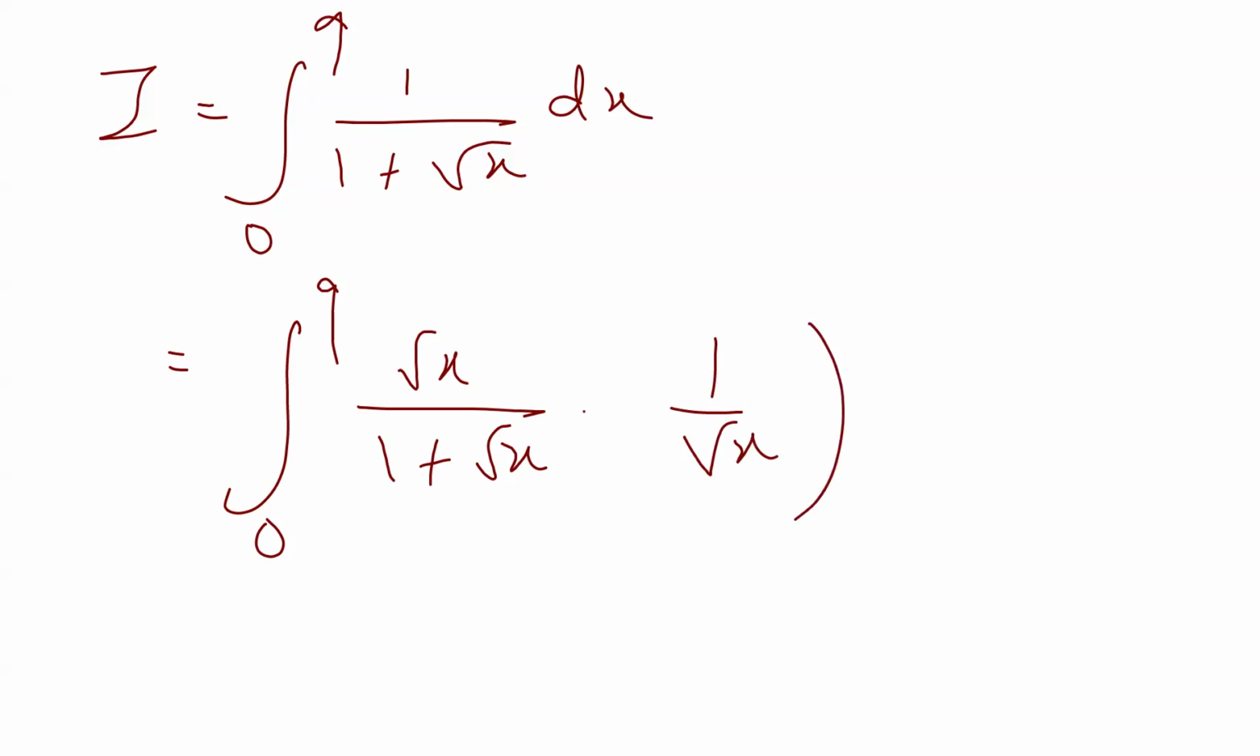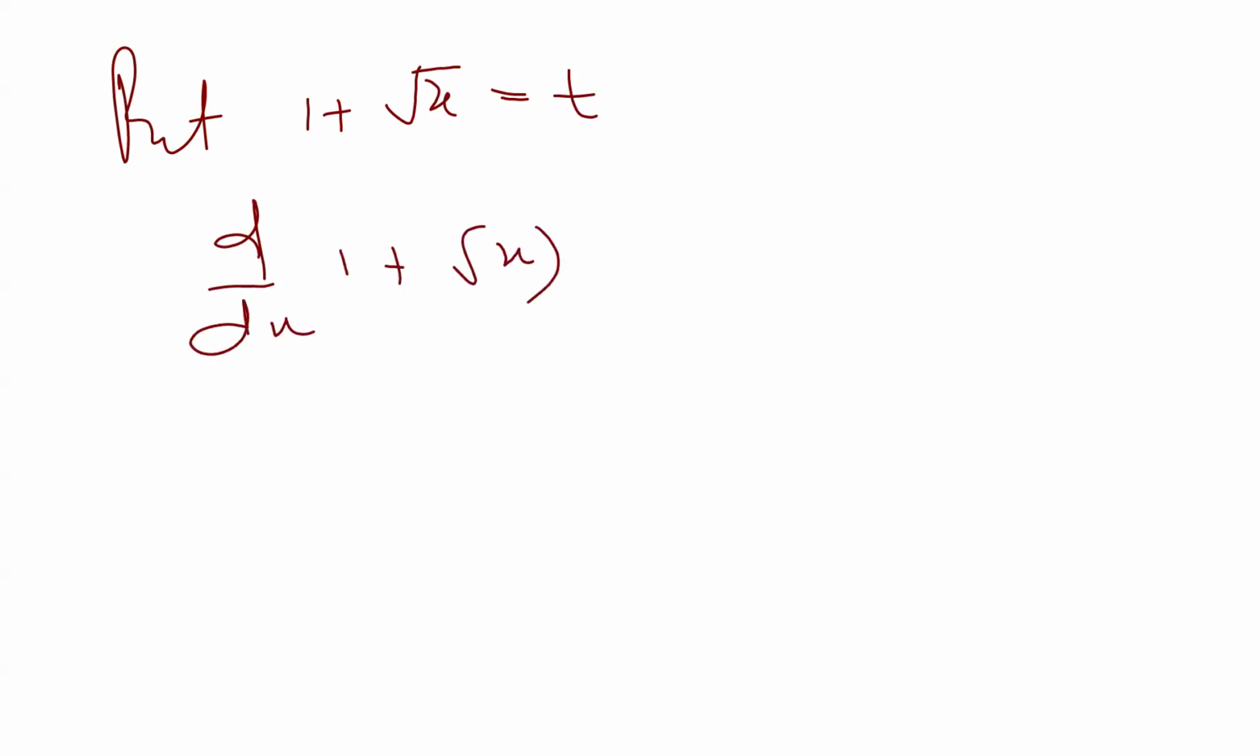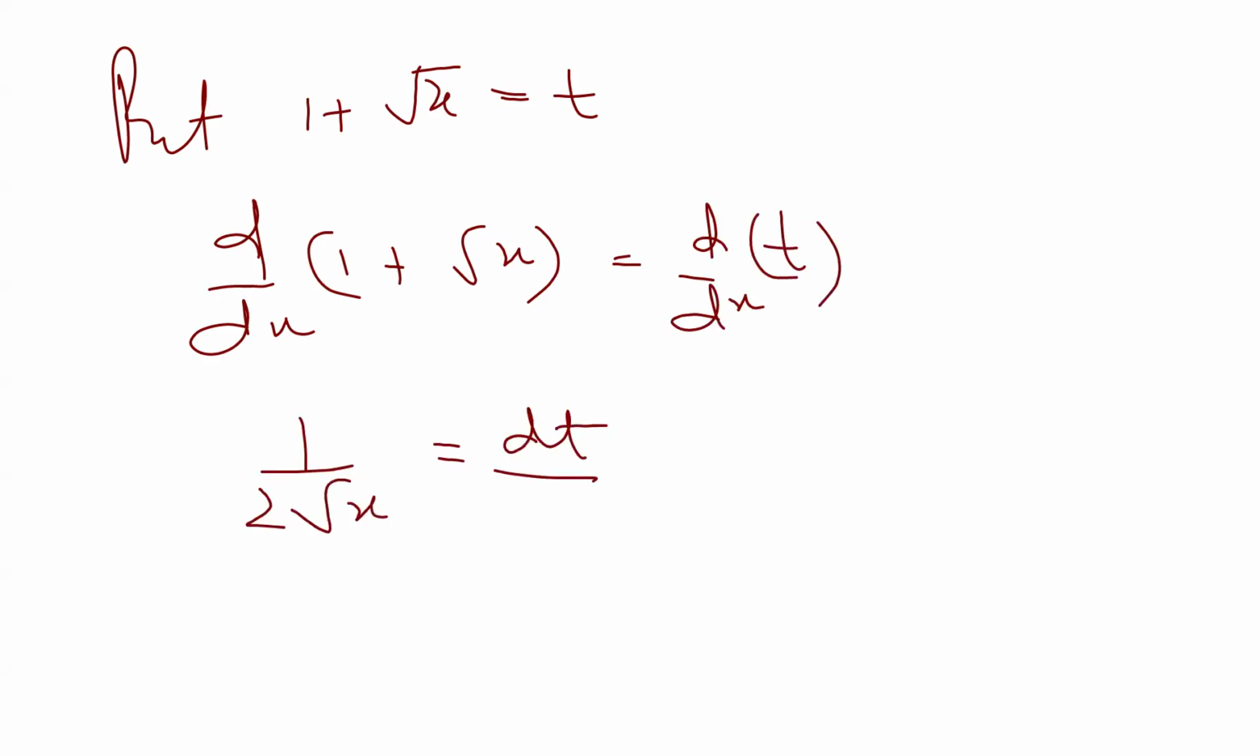I multiplied and divided with root x. Now I will take 1 plus root x as t. You can also take root x as t, but here I am taking this as t. Method of substitution. So put 1 plus root x equal to t, d by dx of 1 plus root x, d by dx of t. So 1 upon 2 root x is equal to dt by dx. So 1 upon root x dx is equal to 2 dt.